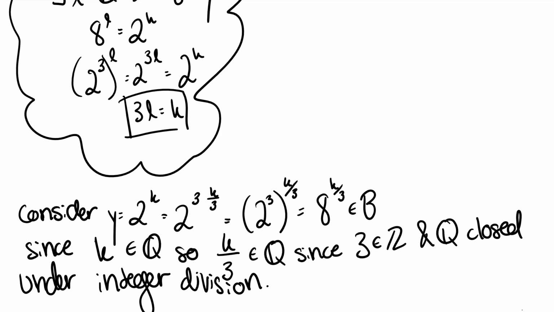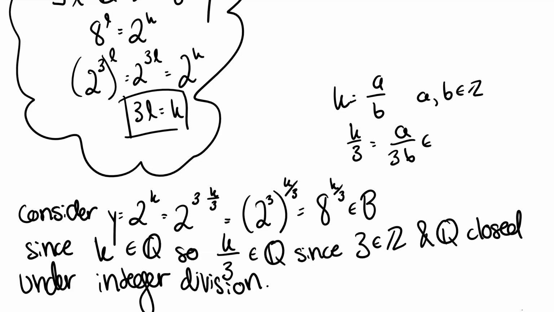I'm not so sure how much explanation you need to give. You could also rewrite k as k equals a over b, where a and b are integers, and then you could say k over 3 is going to be a over 3b, which is definitely in the rationals because 3b is an integer. Actually, that's probably a better way. At least at your level, that's a better way to write it.